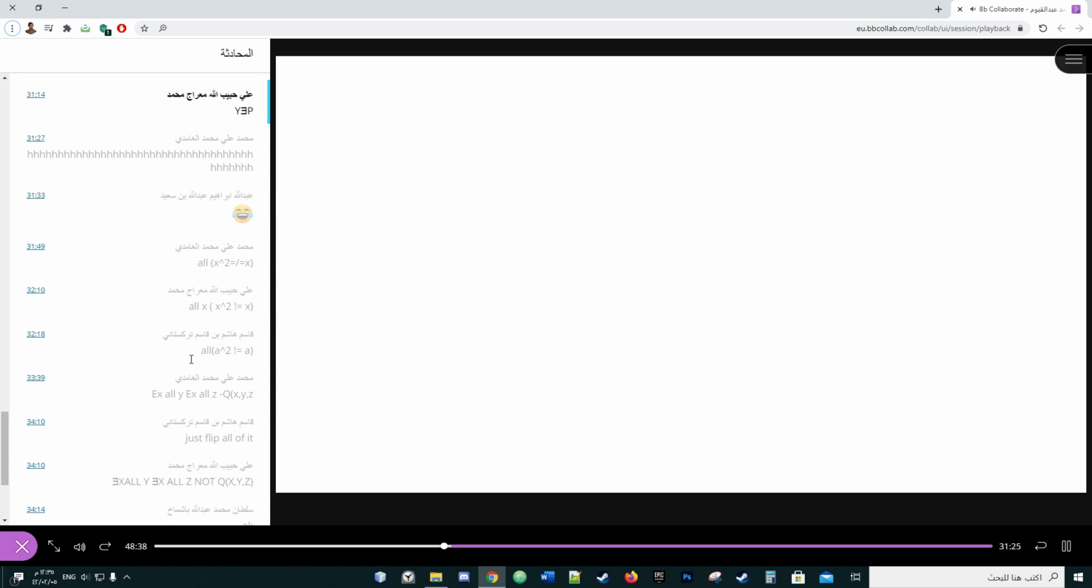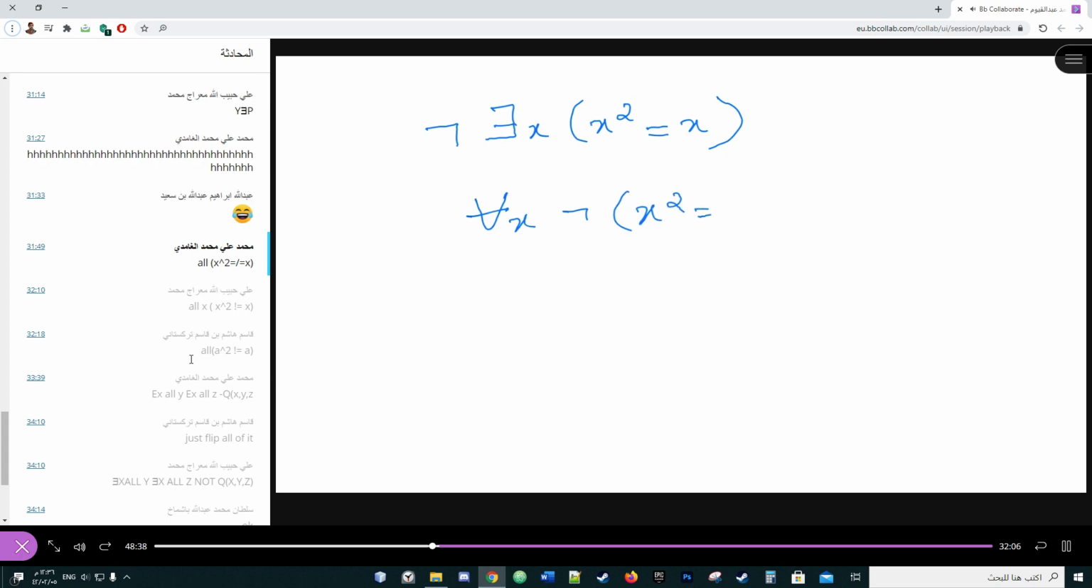Let's take another one. You'll be seeing this in the question. These are full marks questions. So when you see this, negate this expression. For negating, I just put this in the front and then flip that, and this goes inside. So we have x square equal to x.